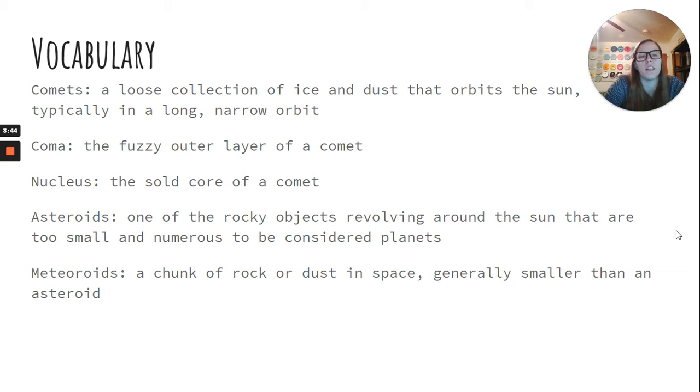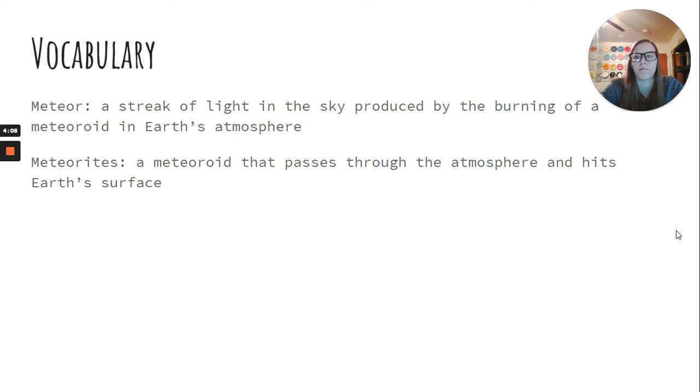Comets are a loose collection of ice and dust that orbit the sun, typically in a long, narrow orbit. Coma is the fuzzy outer layer of a comet. The nucleus is the solid core of a comet. Asteroids, one of the rocky objects revolving around the sun that are too small and numerous to be considered planets. Meteoroids are a chunk of rock or dust in space, generally smaller than an asteroid. And our last two vocab words, meteor is a streak of light in the sky produced by the burning of a meteoroid in Earth's atmosphere, and meteorites, a meteoroid that passes through the atmosphere and hits Earth's surface.